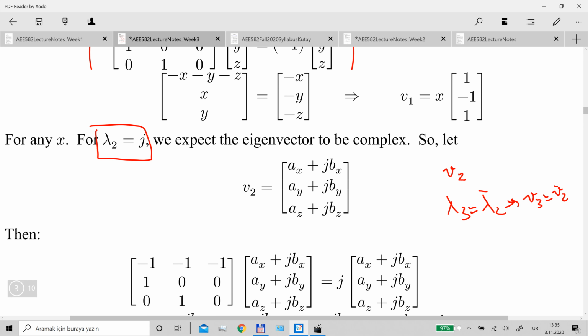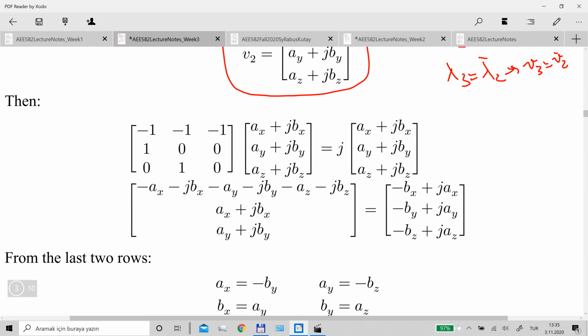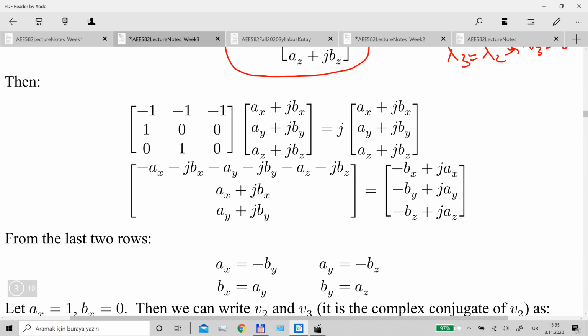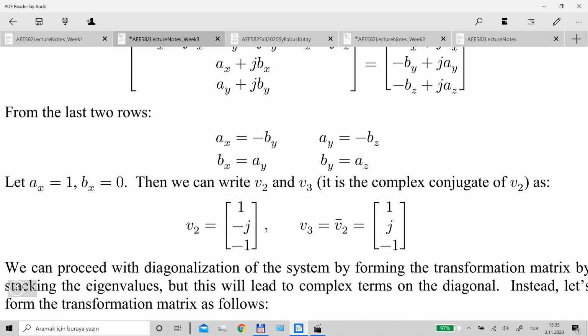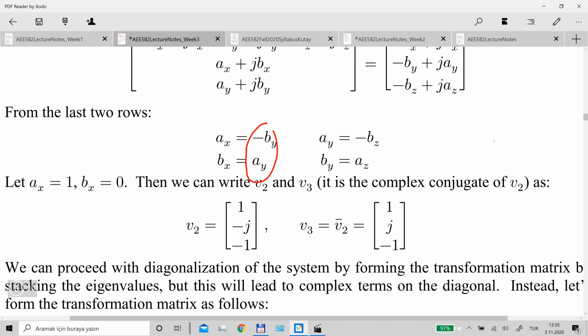Since this is a complex eigenvalue, this time we choose the eigenvector to be a complex vector. Instead of x, y, z here, I'm assuming complex numbers may be present. So we have three unknowns basically, but the same equation allows us to figure out the eigenvector direction. These are our equations, and they allow us to write the second term in terms of the first term, and the third term of the eigenvector in terms of the second term.